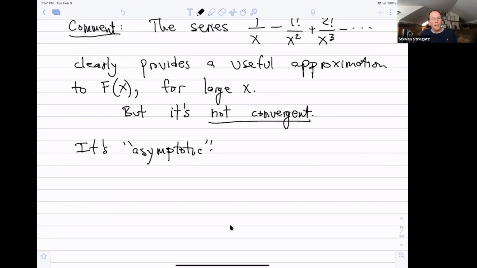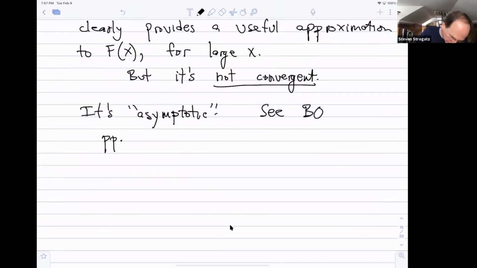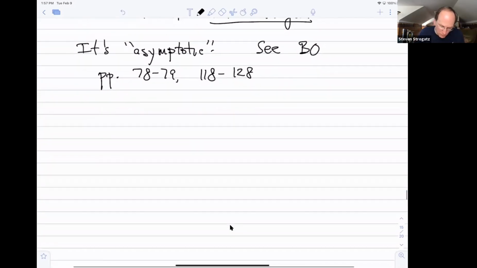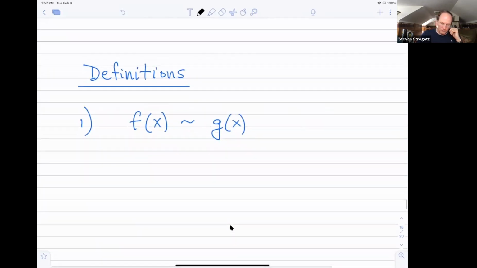Okay, so I want to try to define what that means. To do this, if you want more careful statements than what I'm about to give, you could take a look at Bender and Orszag, pages 7 and 8, and also 118 to 128. And that gives you a lot of treatment. But let me just hit the high points here. I'm going to build up to the idea of what we mean by an asymptotic approximation through a series of little definitions.